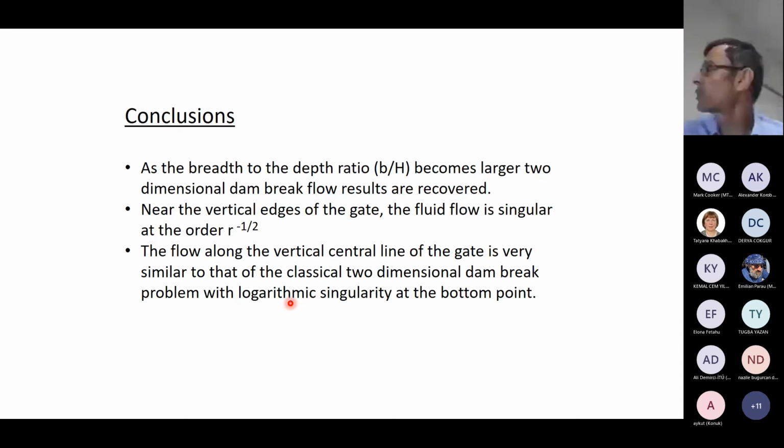Okay, some conclusions for this one. For the third problem, as the breadth to depth ratio becomes larger, two-dimensional dam break flow results are recovered. Near the vertical edges of the gates, the fluid flow is singular at the order of r to the minus 1 over 2, and the flow along the vertical central line of the gates is very similar to the classical two-dimensional dam break problem. And again, the flow at the bottom should have a logarithmic singularity. I didn't talk much about it, but it will be a logarithmic singularity.